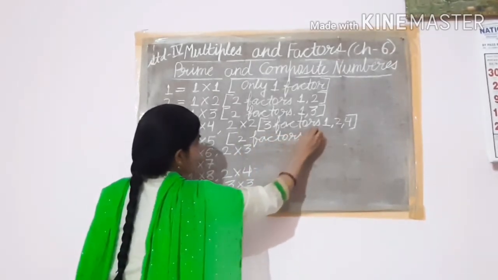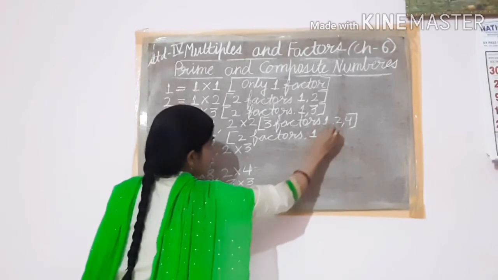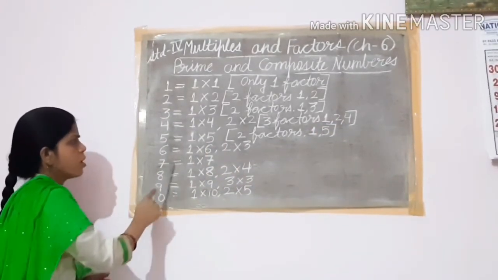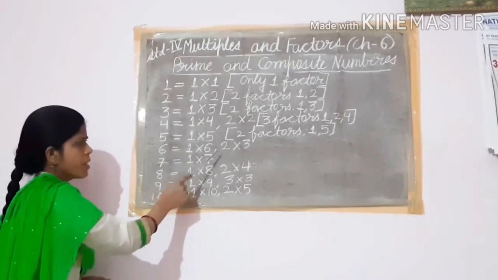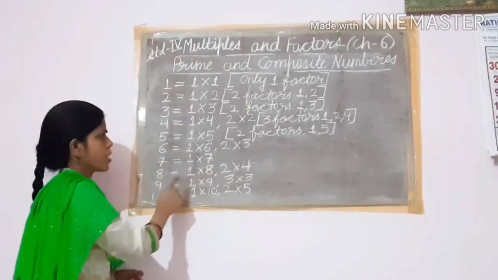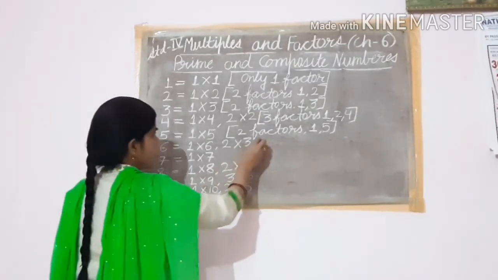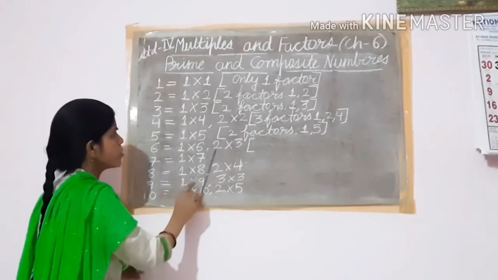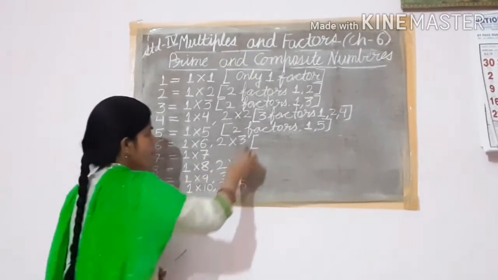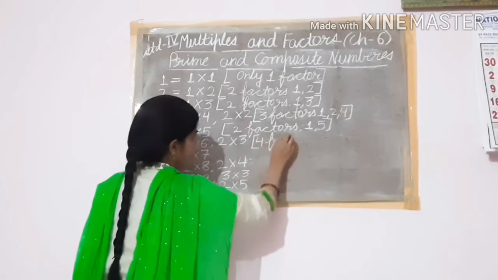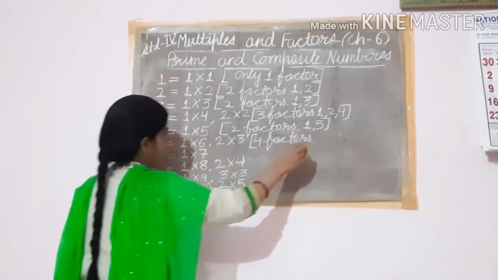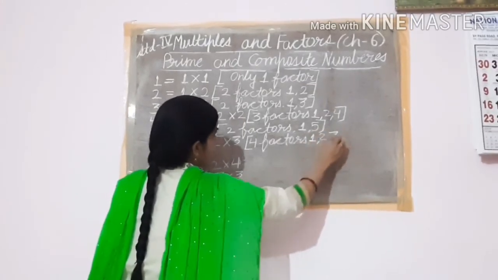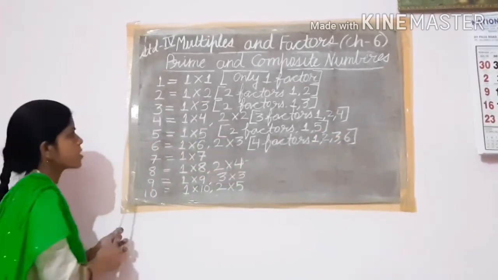That is 1 and 5. Next 6. 1 six is 6, and 2 threes are 6, 3 twos are 6. So factors of 6 are how many? 1, 2, 3 and 6. Total 4 factors are here. So factors of 6 are 4.